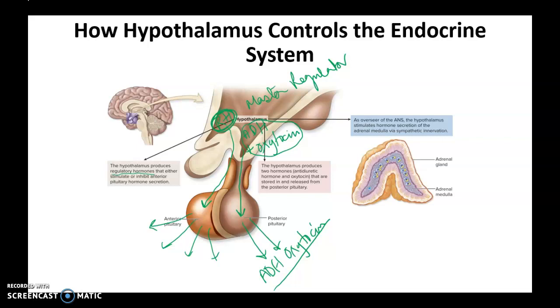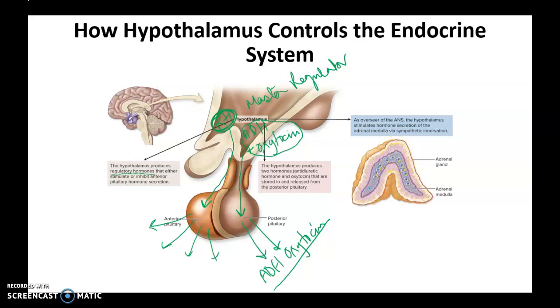The third regulation is that, as you should already know from your anatomy class, the hypothalamus controls the autonomic nervous system. It's also the CEO of the autonomic nervous system. The hypothalamus stimulates hormone secretion of the adrenal medulla via sympathetic innervation. So the hypothalamus controls secretion of the adrenal medulla, which is this inner part, by sympathetic innervation.